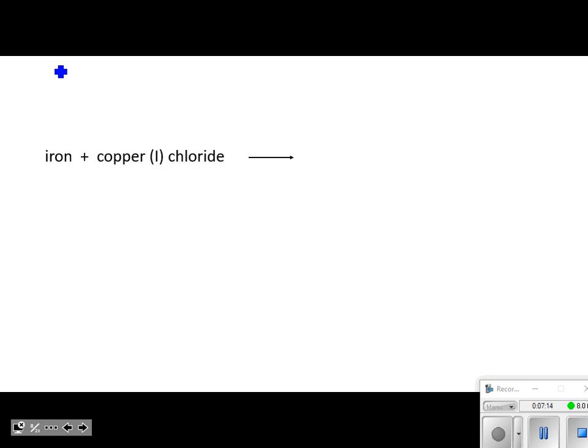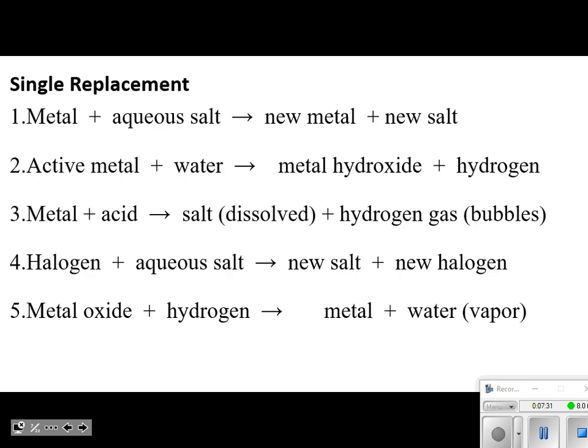Here's my second one. Iron plus copper 1 chloride. So once again, I am going to go through. I have iron, I have copper 1 chloride. Looking at my chances, my 5 single replacements, it could be a number 1 because I have a metal and an aqueous salt.